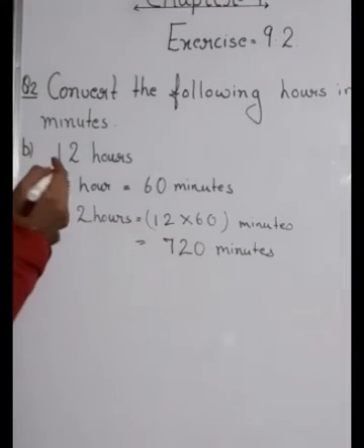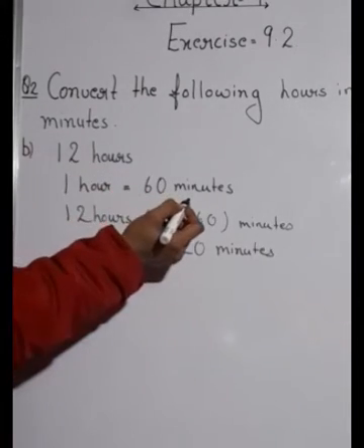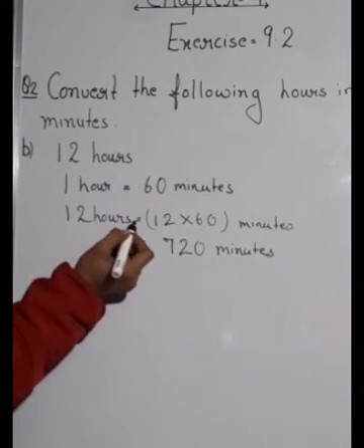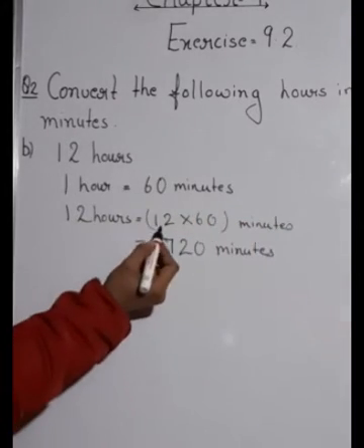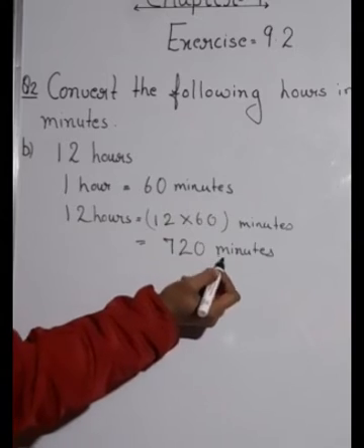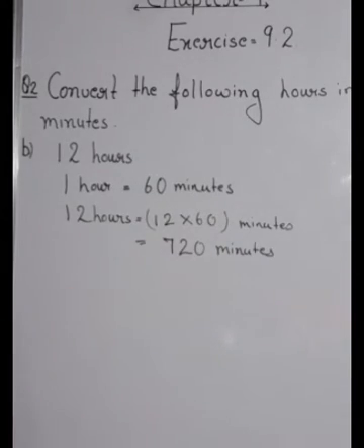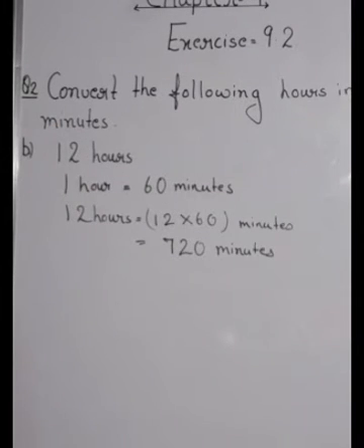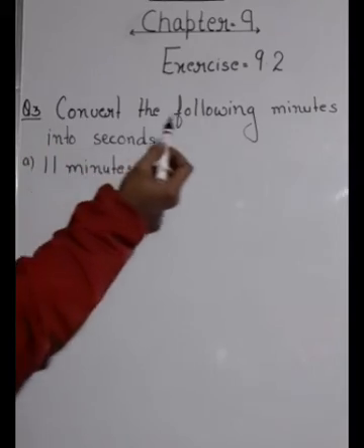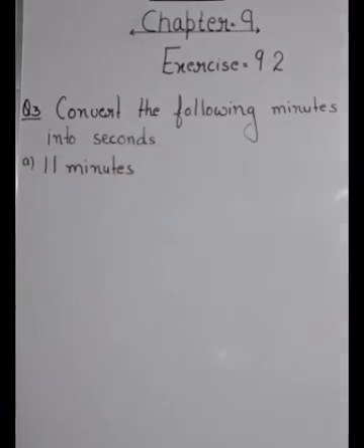Okay, so how you are going to do it? First, you will write 1 hour is equals to 60 minutes. Then you will write 12 hours is equals to 12 into 60 (within a bracket) minutes. Okay, and when you multiply these two, what you are getting? 720 minutes. So this is the way of converting hours into minutes. Okay, now we will do your third question. Your question number 3 is convert the following minutes into seconds.